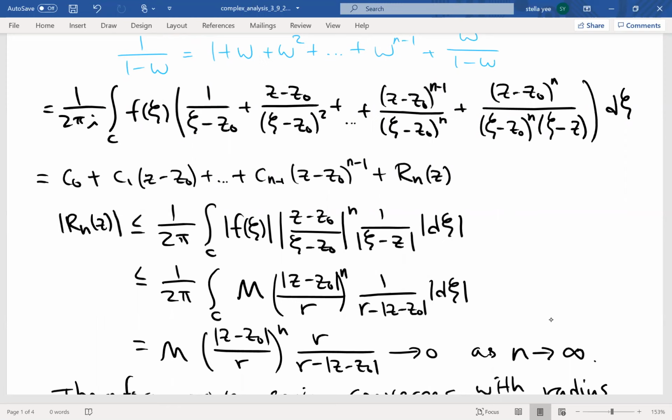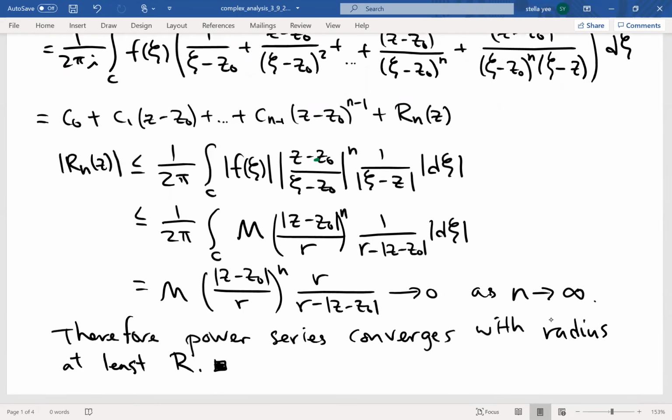This is going to be less than or equal to 1 over 2 pi. The i is missing because we're looking at the modulus. On the inside, we have f of zeta here, so I'm just going to look at the modulus. And then I'm going to look at this part of the term, z minus z naught over zeta minus z naught to the nth power. So that's written right here. And 1 over zeta minus z, I've written right here. And we're also looking at the length of this integral.